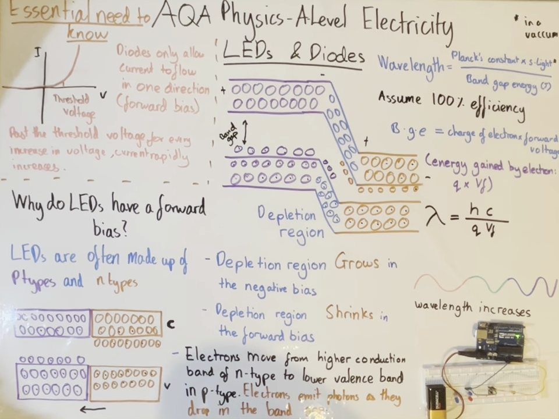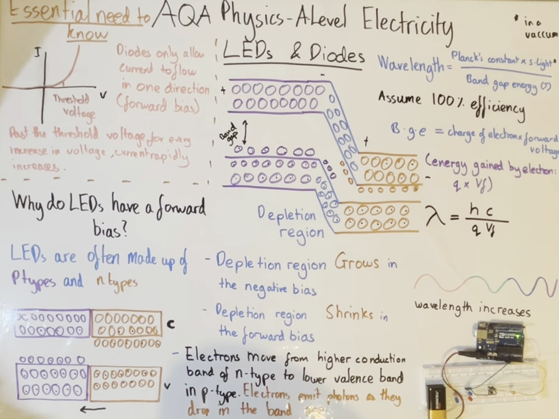This is essentially our energy that can be gained or lost when our electrons move between conduction bands and valence bands. So now we have an equation where the wavelength is equal to Planck's constant times speed of light, divided by the charge of electron times the forward voltage.